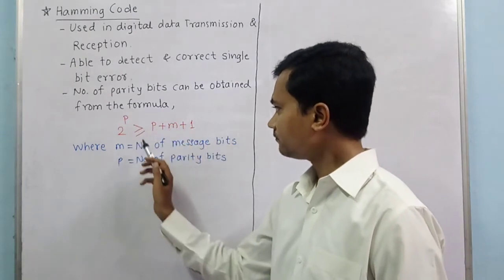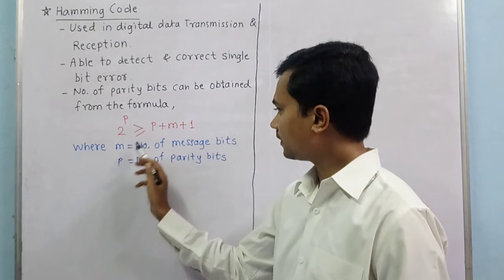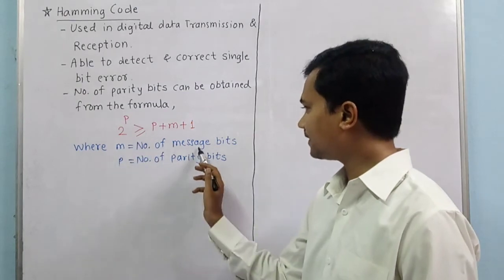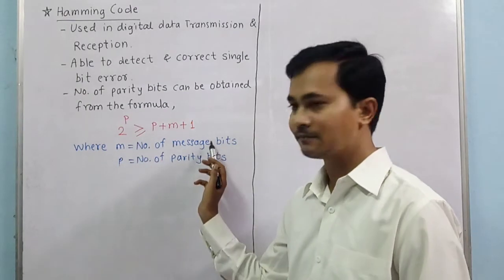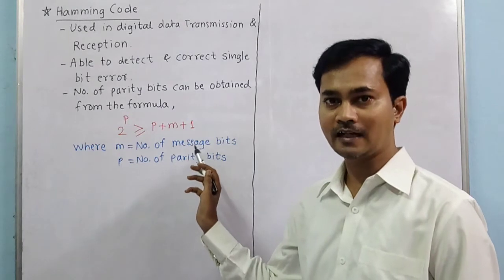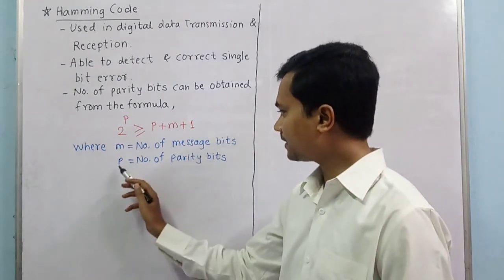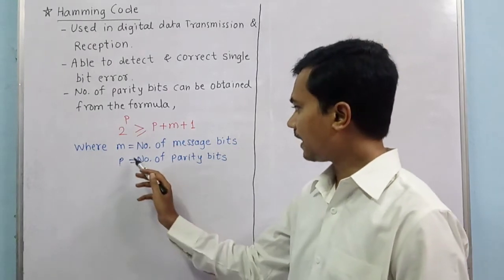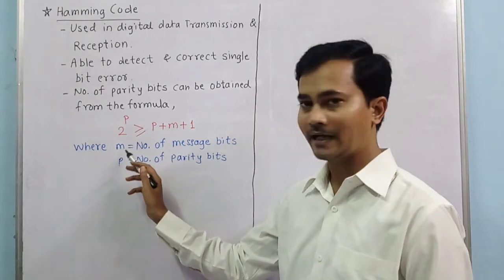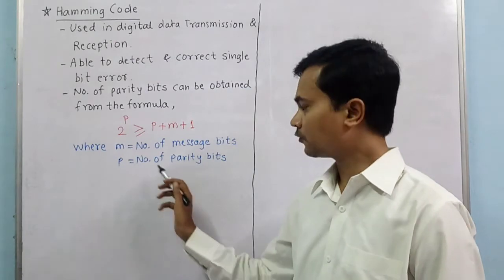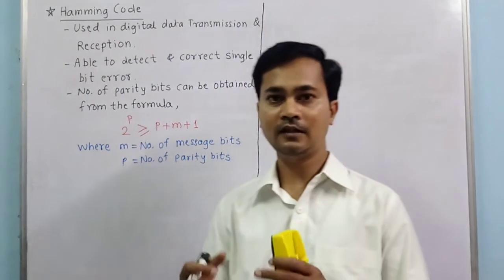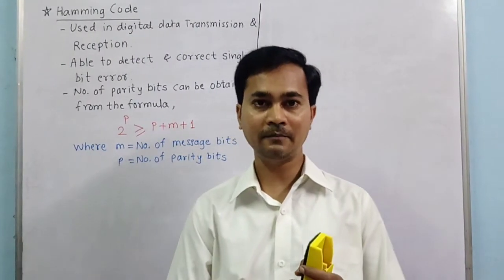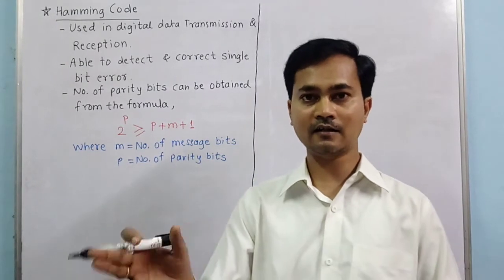Here m indicates the number of message bits. Message bits means your actual message data, the data bits. And p is the number of parity bits. Along with the message bits we have to attach the parity bits, so that the receiver will be able to detect whether there is an error or not in the message.